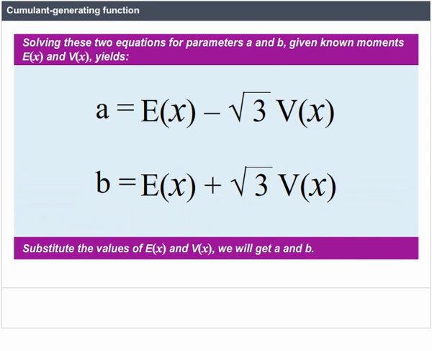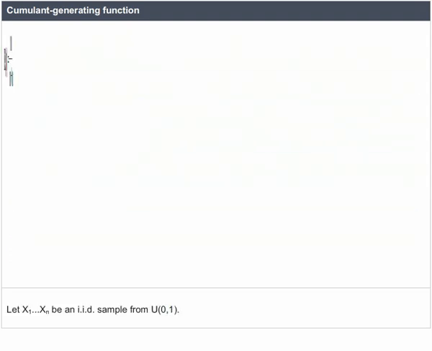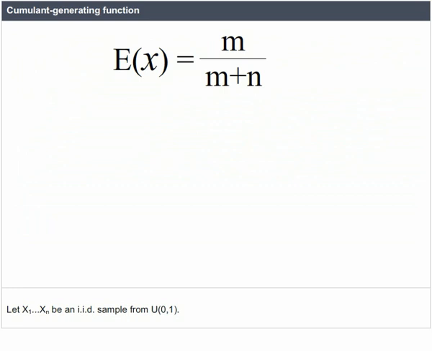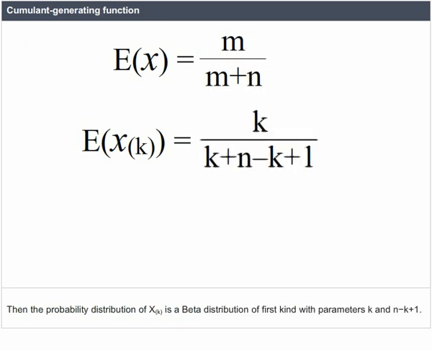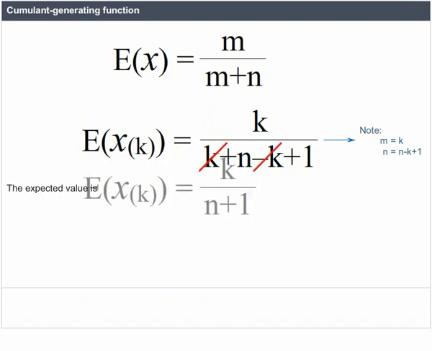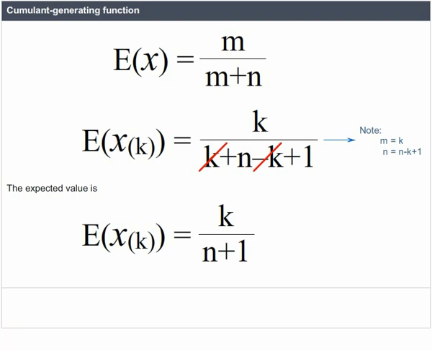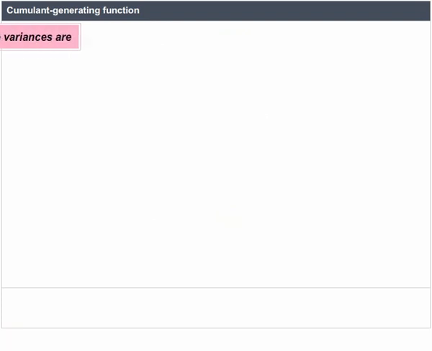Let X1, X2, etc., Xn be an independent identically distributed sample from uniform distribution on 0, 1. Let Xk be the kth order statistic from this sample. Then the probability distribution of Xk is a beta distribution of first kind with parameters k and n minus k plus 1. The expected value is expectation of Xk equal to k divided by n plus 1, which tends to mu1 dash.